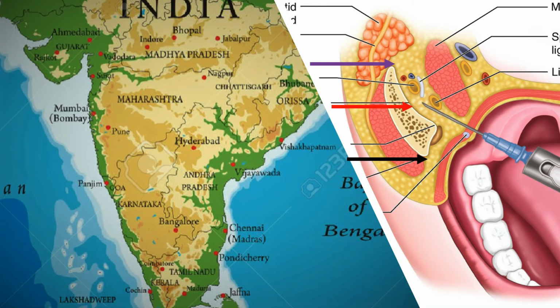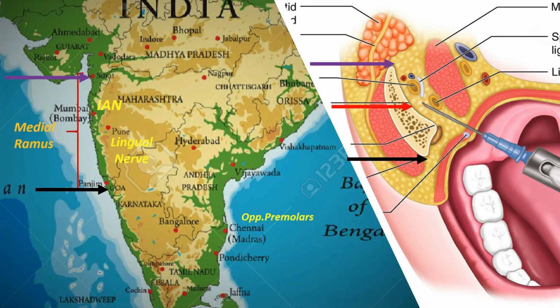Likewise, in the map of India, we can imagine this red flower bracket over the west coast area from Goa to Surat as the medial border of the ramus. We need to consider Goa as the anterior border of the ramus and Surat as the posterior border of the ramus. We also need to imagine Mumbai as inferior alveolar nerve, Pune as lingual nerve, and consider East Coast Chennai as opposite side premolars.